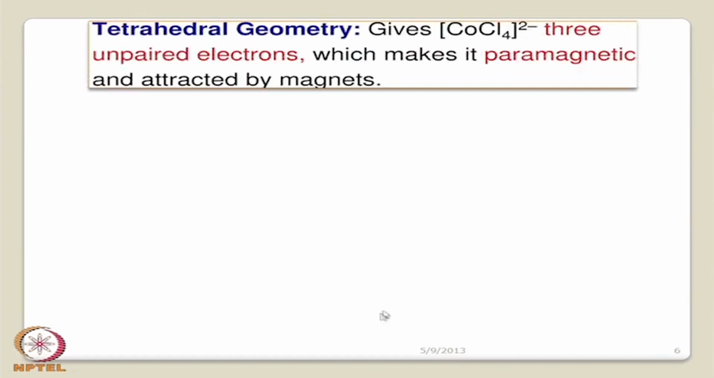So if we see a particular geometry for the tetrahedral complex like CoCl4 2-, the number of unpaired electrons on this molecule is important, because once we make this compound, it can be the corresponding potassium salt, the ammonium salt, or the cesium salt as well.